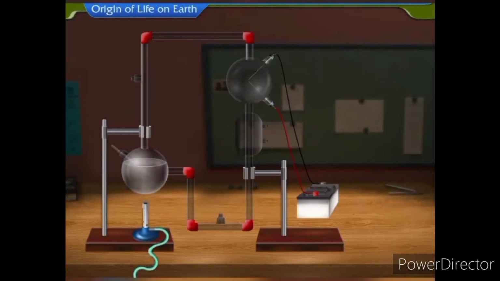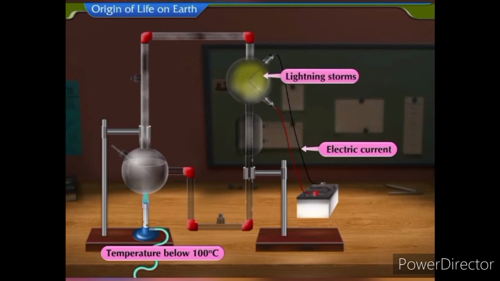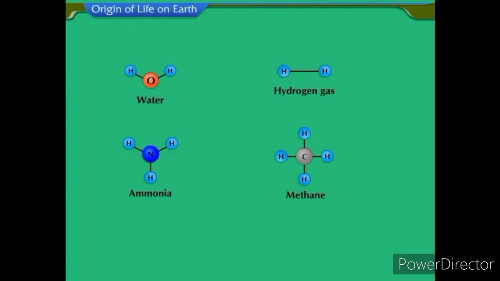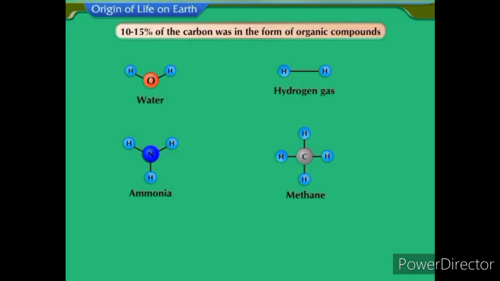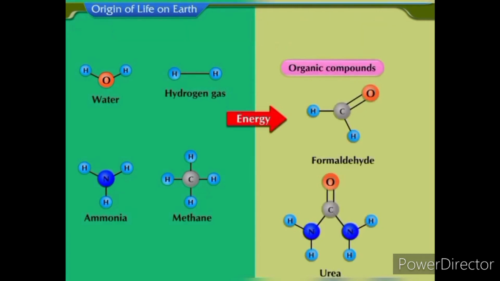They maintained the system at a temperature just below 100 degrees Celsius. They ran a continuous electric current through the system to simulate lightning storms. At the end of 1 week, Miller observed that as much as 10 to 15% of the carbon was now in the form of organic compounds.